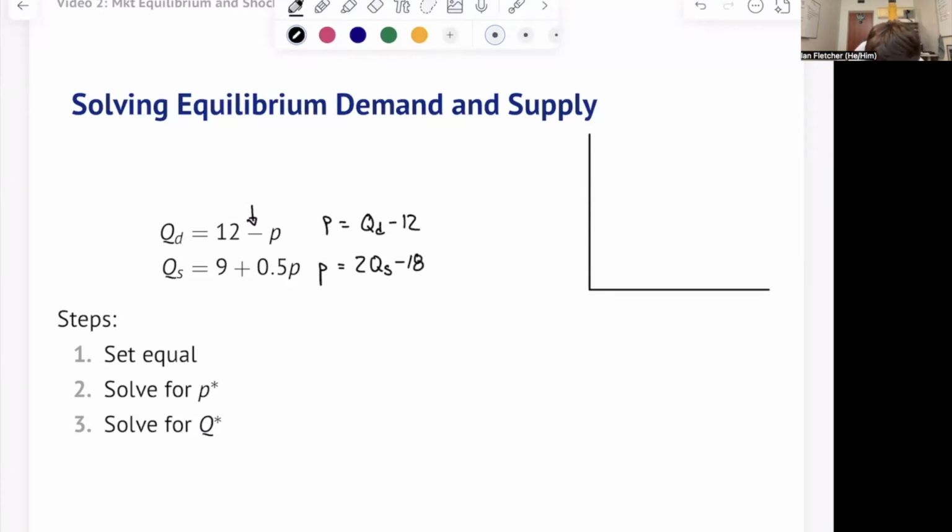Right, and so at quantity demanded equals 0, our price is going to be 12. And then we're going to have some sort of supply curve that comes up like this. So this is going to be, and that'll be 12. Down here, this should also be 12.